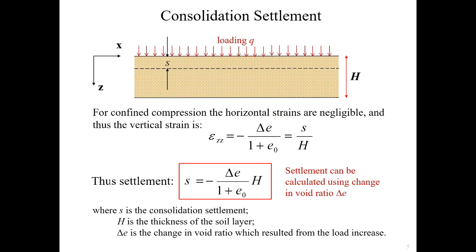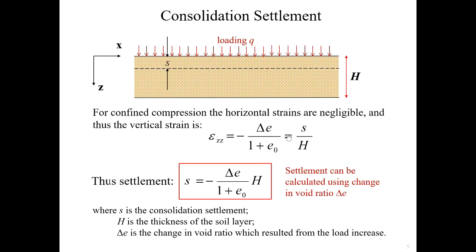So here is a soil with thickness of capital H. If we apply the loading q to its surface, it gradually settles, with the displacement of S. So that's the original soil surface, and when we apply the load and hold for a while, this is the final soil surface. We know by definition, the vertical strain epsilon ZZ could be expressed as negative delta e divided by 1 plus e0.